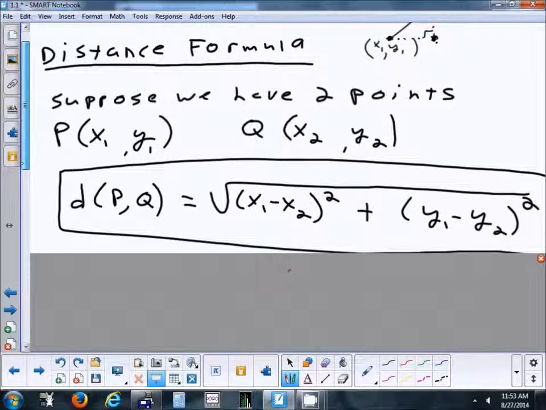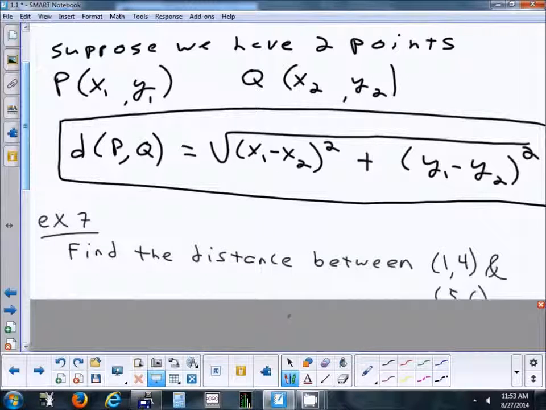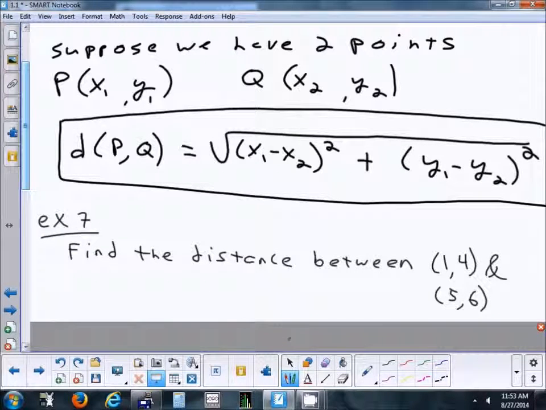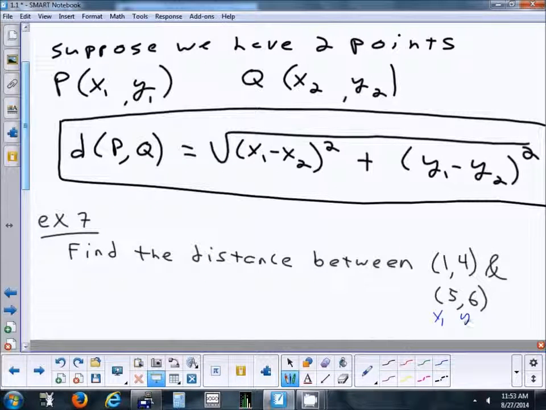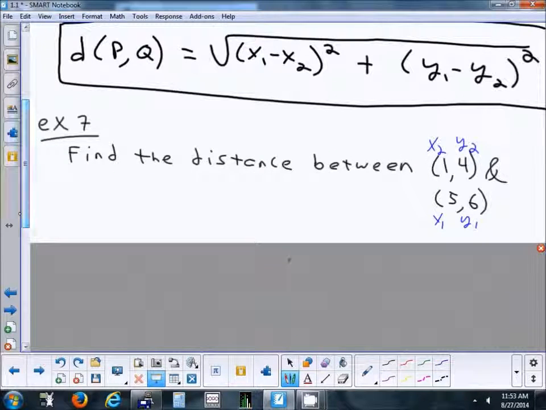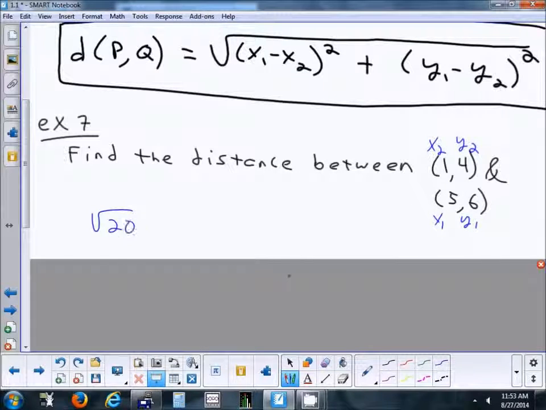Okay, and I'll give you an example. I don't think we're going to go through it right now, but this is the kind of question you'd see on a test. Find the distance between the point 1, 4 and 5, 6. I would probably choose to do it this way. Makes the subtraction a little easier to think about. Okay, so you'd fill in those 4 values in those 4 spots, and you could find the distance between the 2 points. Okay, I think if you do it out, it comes out to square root 20, which is 2 square root 5.